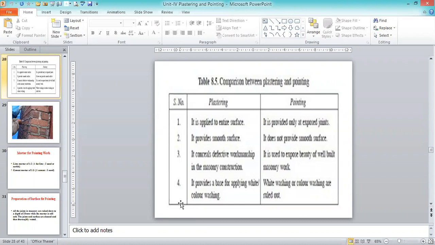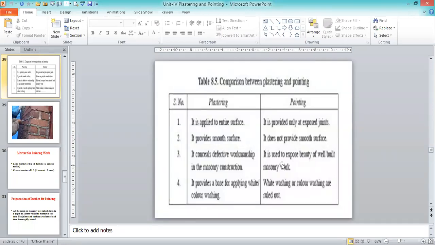It conceals the defective workmanship in the masonry construction. Already we discussed this, bad or defective workmanship. We cannot see that, as we can conceal it by using the plastering. Sometimes we go for the electrification, which we also discussed yesterday. For electrification, we dig a hole, and after the electrician's work is completed, we conceal it with the plastering itself. So that is there in the case of defective workmanship. We cannot see it, because we cover it with the plastering.